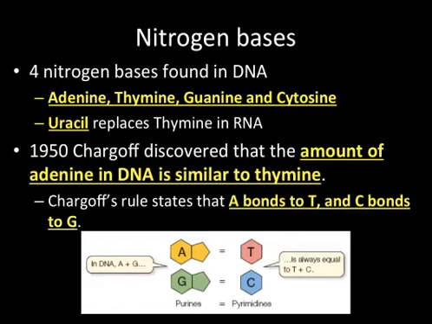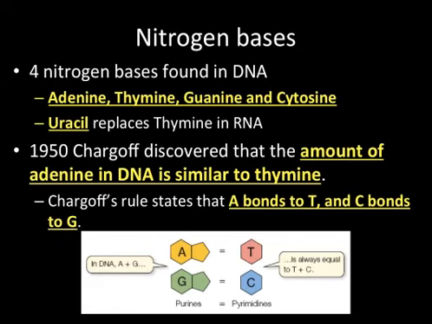In 1950, a man by the last name of Chargaff noticed that the amount of adenine in DNA is similar to the amount of thymine. So what this lets us know is that A will always bond with T. Remember, DNA has two sides to it. It's not just a one-sided figure, but there is a double helix. There are two strands of DNA. The A binds with the T, and the G binds with the C. So we always know that the amount of T is the same as the amount of A, and the amount of C is the same as the amount of G.